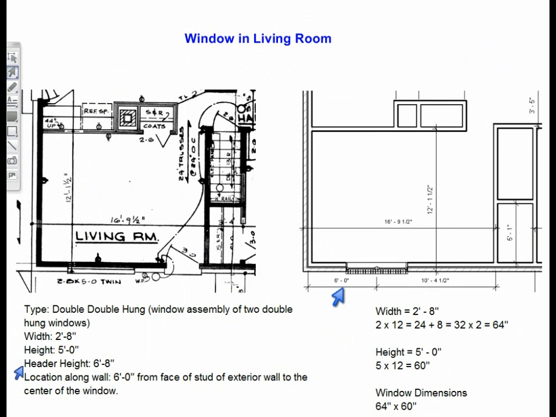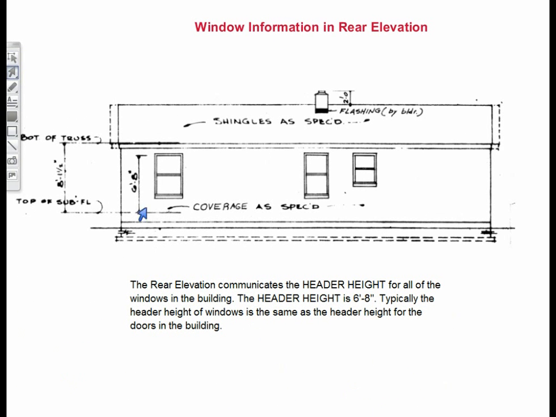The next characteristic you will set for the window will be the header height. The header height for this window is 6 feet 8 inches. All of the windows in the building have a header height of 6 feet 8 inches. Again, the header height is the distance from the finished floor to the top of the window. The top of the window is considered to be the header.